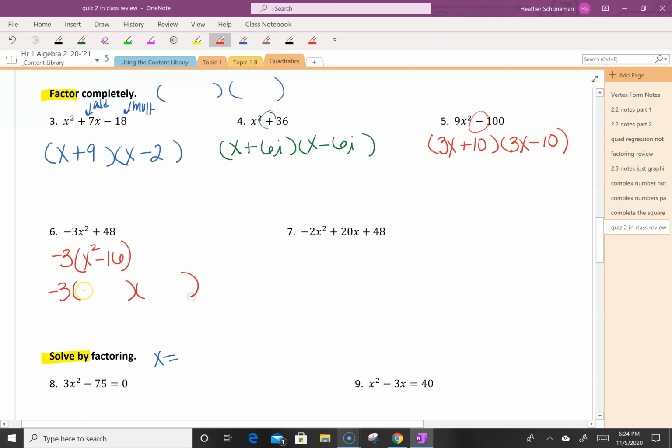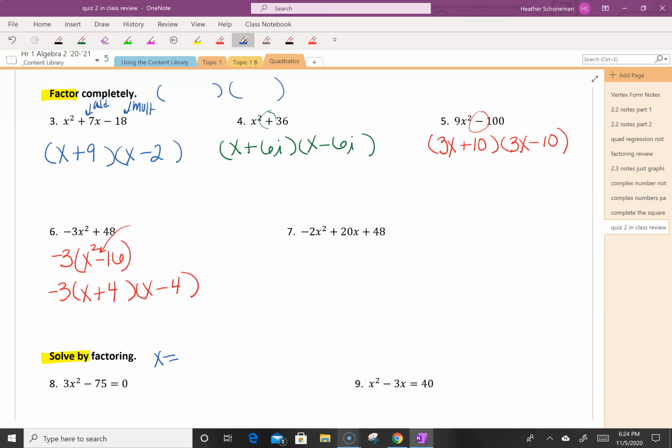So I'm going to go straight to my two parentheses. The square root of x squared is x. The square root of 16 is 4. One's plus, one's minus, and because this right here is a minus, from what I'm factoring, there's no i.